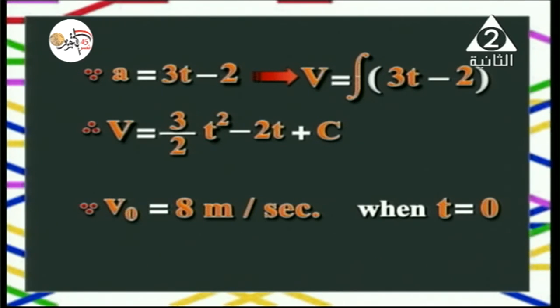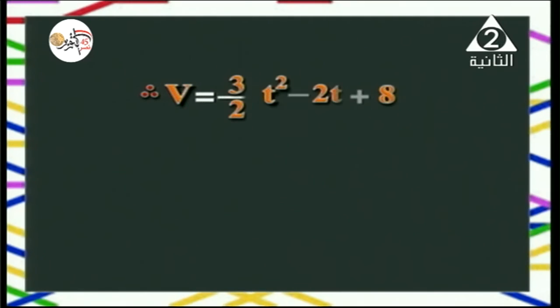Substituting t equals 0 and v naught equals 8. Therefore, what is c? Excellent, student. c equals 8. What is the relation? The relation became v equals 3/2 t squared minus 2t plus 8. This is the relation between velocity and time.